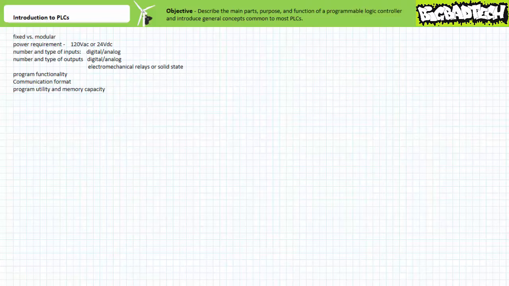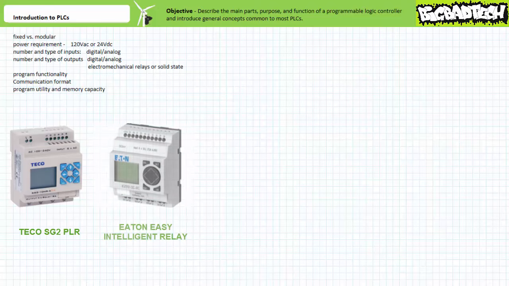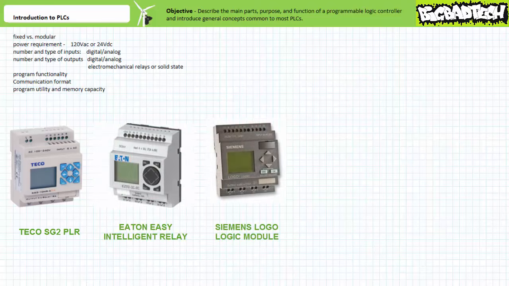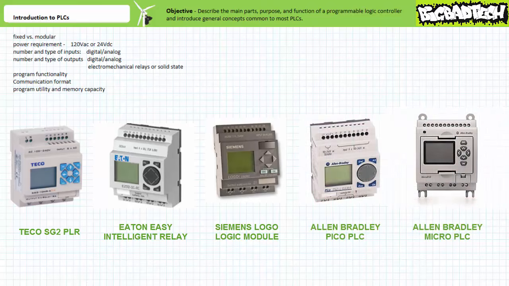These devices are known alternatively as programmable logic relays, or PLRs, intelligent relays, smart relays, logic modules, or other manufacturer-specific terminology. Examples of small-sized basic fixed PLCs include the TECO SG2 PLR, the Easy Intelligent Relay family, Siemens Logo logic modules, and the Allen-Bradley Pico or Micro Programmable Logic Controllers. All these manufacturers offer variants within these families with different characteristics like supply voltage and number and type of inputs and outputs depending upon application.